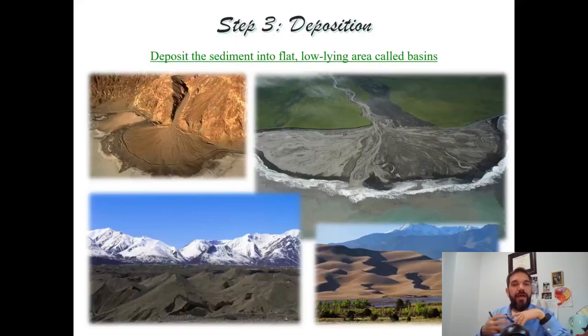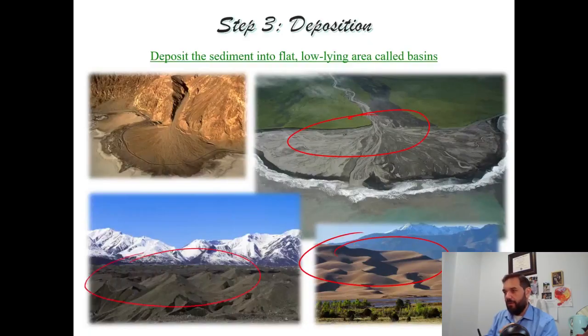After that, the next process is deposition. The sediment is carried off somewhere, eroded away, and then deposited in a flat, low-lying valley or some low-lying basin. It's got to be low, because remember, gravity is what's carrying these things. So in a low-elevation area, the sediment is brought there and deposited by water, wind, or ice.